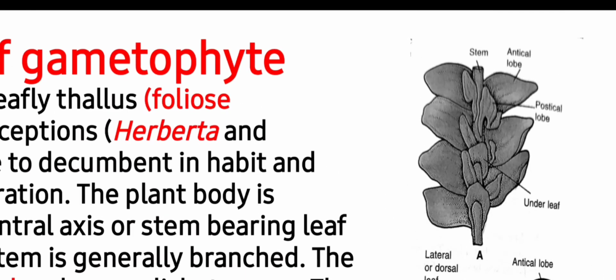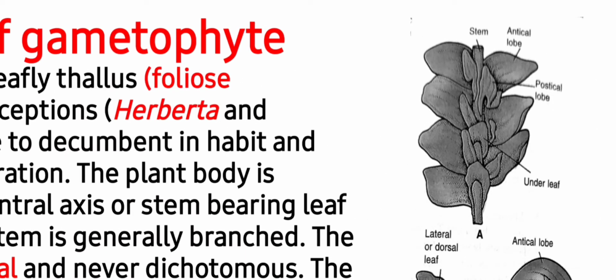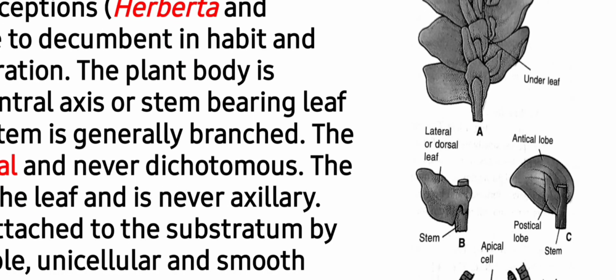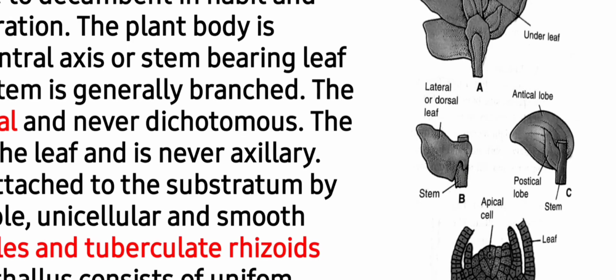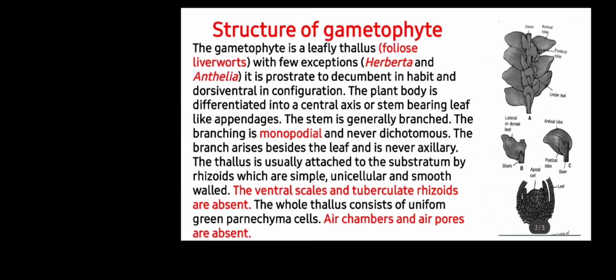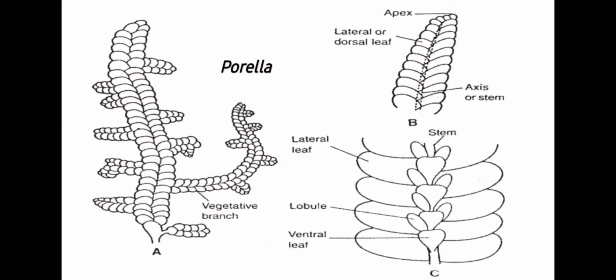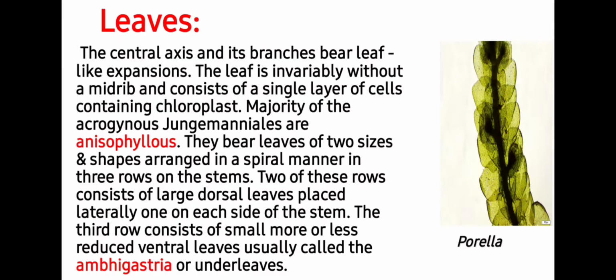So students, you can see here the central axis, which is called the stem, and it bears lateral, dorsal and ventral lobes. The ventral lobes are small and they are called amphigastra. The central axis and its branches bear leaf-like appendages, as I explained to you. The leaf is invariably without a midrib and consists of a single layer of cells containing chloroplasts.